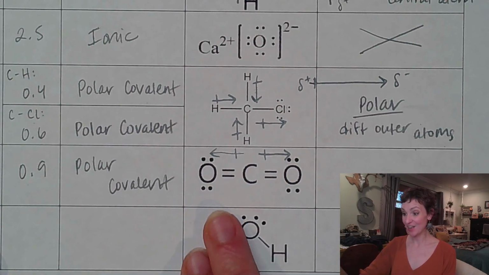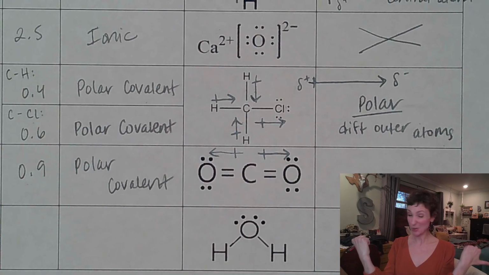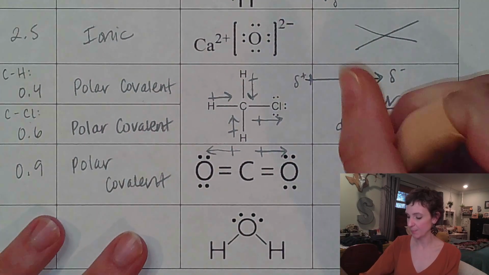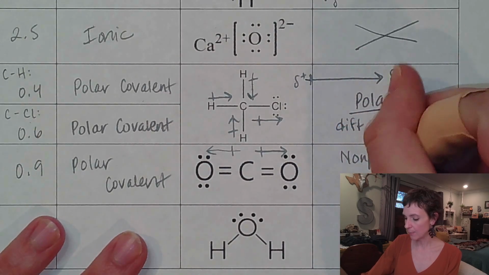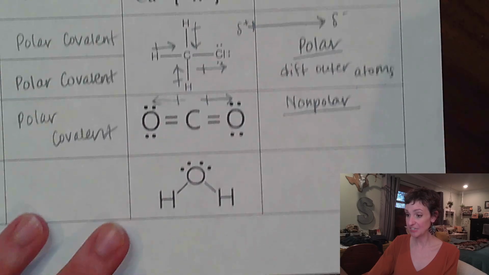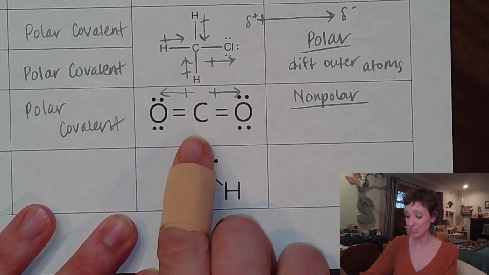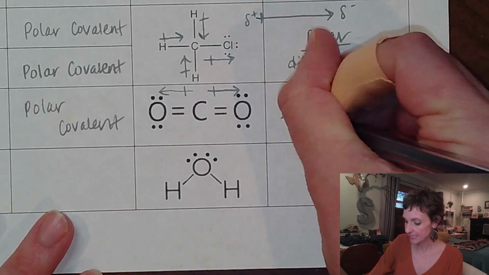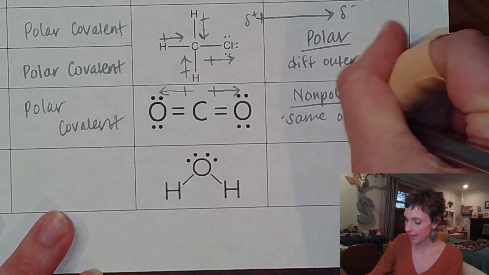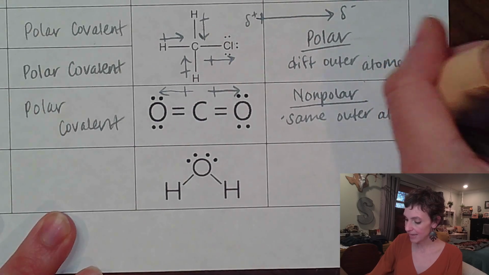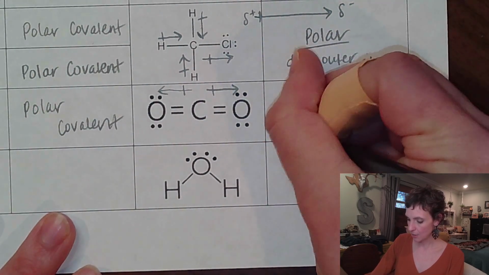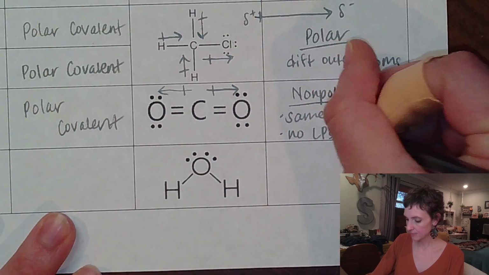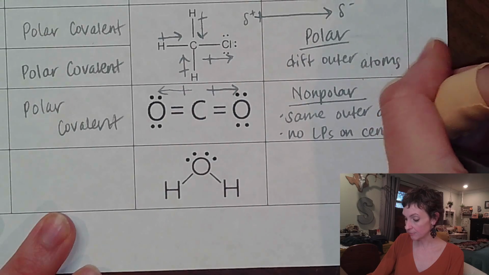Now looking here, those dipoles cancel each other out to where there is no net molecular dipole, which means this is a non-polar molecule. And the 2 features I'm looking for on this Lewis dot structure to have me classify something as non-polar is it must have the same outer atoms, and it must have no lone pairs on the central atom. So we're going to say same outer atoms, and then no lone pairs on central atom.